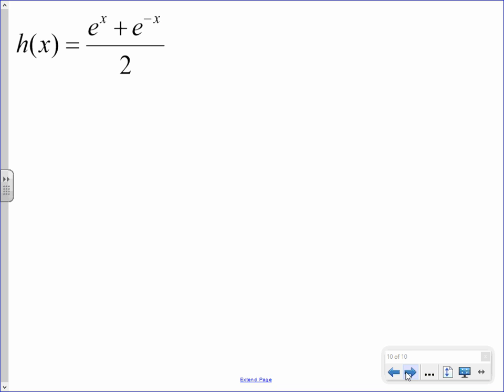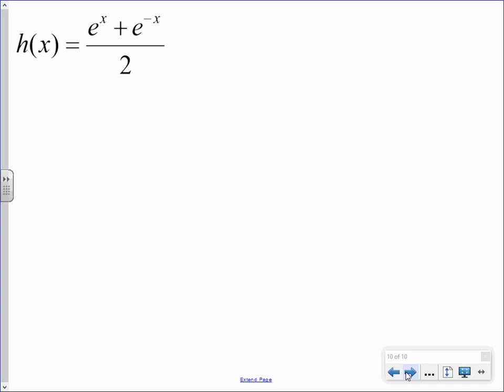Okay, suggestions about what to do here. Split. Maybe multiply by 2. Well, we want the representation of h of x, so that 2 has to stay there. But we can save it for the end, right? It's not like an equation, it's more of an expression, okay?